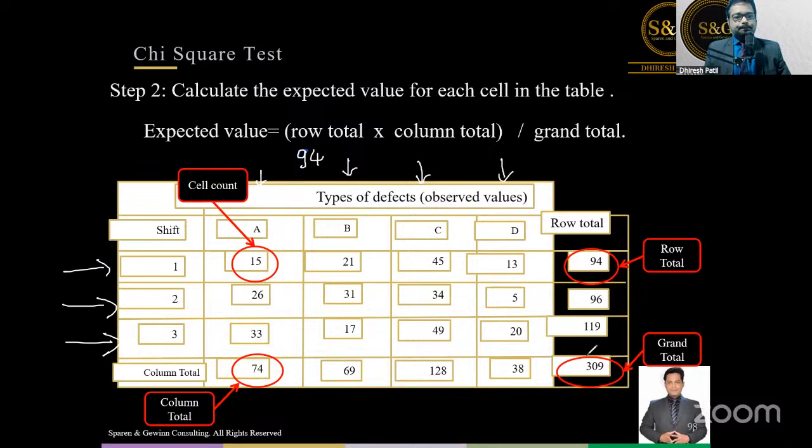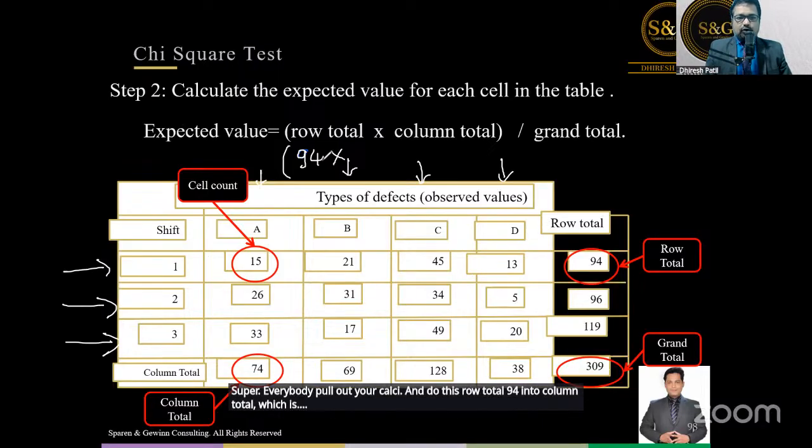Here, everybody with me? Just give me yes in the chat box. Super. Everybody pull out your calculator and do this: row total 94 into column total, which is 74, right?